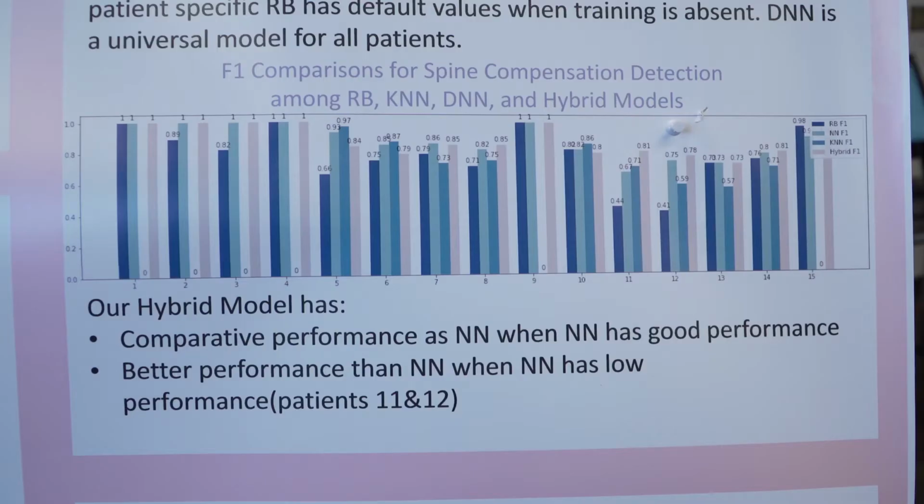So performance-wise, we evaluated the F1 scores for all 15 patients we have, and we only have a visualization for the spine composition for space purpose. But we can see that our hybrid model has comparable performance to the neural network when the neural network has good performance. And it even has better performance than the neural network when the neural network has low performance, such as patient number 11 and patient number 12.